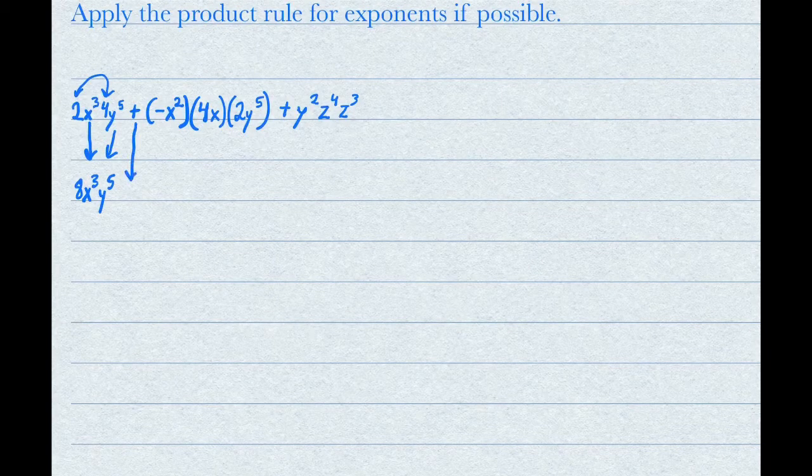You can move on to the middle part, bring down the plus sign. Now in the middle part, once again, let's go ahead and get the coefficients out of the way first. You have a -1 here, a 4 here, and a 2 here. When you multiply them together, that's going to be -8. You can keep this middle part in parentheses for now, so you have -8.